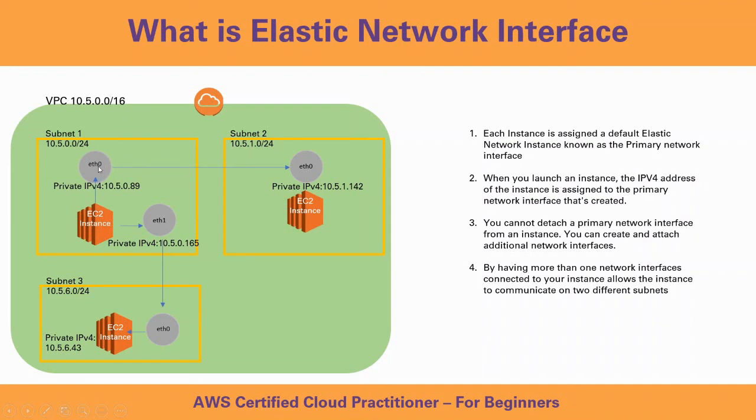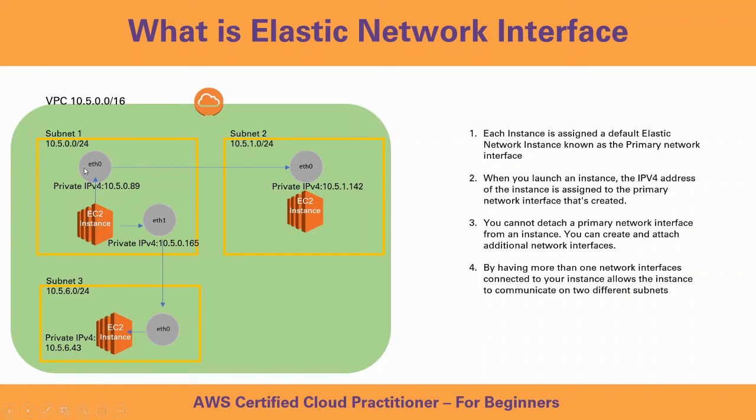Now, each instance is assigned a default Elastic Network Interface known as the primary network interface, which is shown over here as the eth0. When you launch an instance, the IPv4 address of the instance is assigned to the primary network interface that's created. So this IPv4 address of the EC2 instance is assigned to the primary network interface. You cannot detach a primary network interface from an instance. However, you can create and attach additional network interfaces.